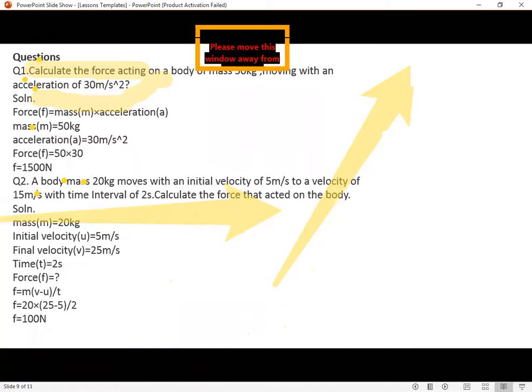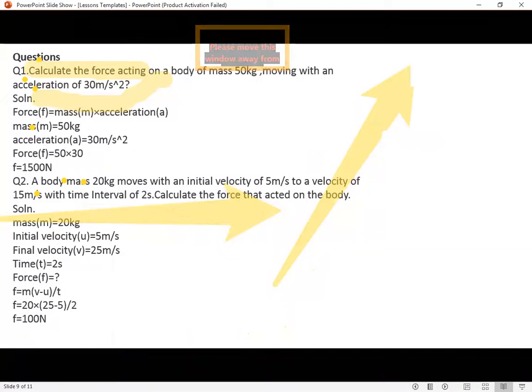But over here I used 25. So my mass M over here is 20. Initial velocity is 5. My final velocity is 25. And the time is 2 seconds. We have to calculate for force, and we know that force is mass times the final velocity minus the initial velocity, all over the time. So F is equal to 20 times the 25 minus the 5, the 5 being the initial, all over 2, which is the time. And I got F to be 100 Newton.